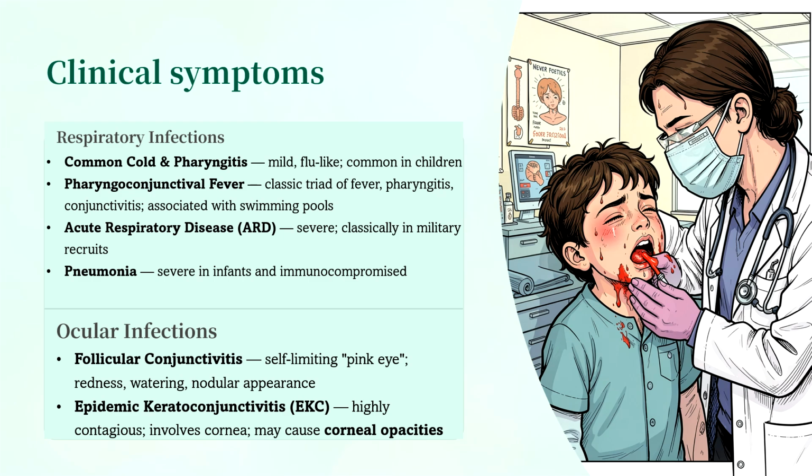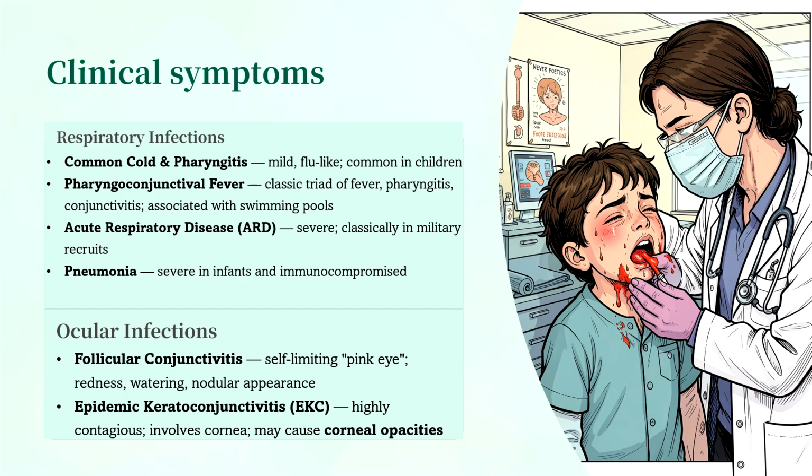The first clinical symptom is the respiratory tract infections, which includes common cold and pharyngitis. Respiratory tract infections are most commonly identified in children by adenoviruses. Patients usually present with symptoms similar to influenza or the common cold, including fever, sore throat, cough, nasal congestion, or runny nose.